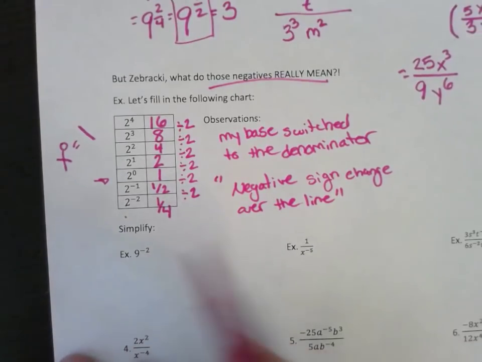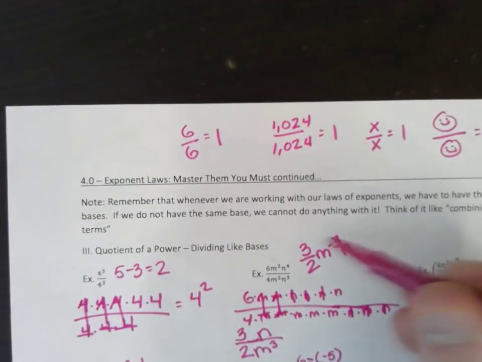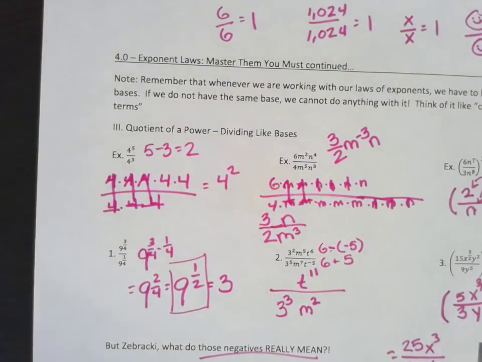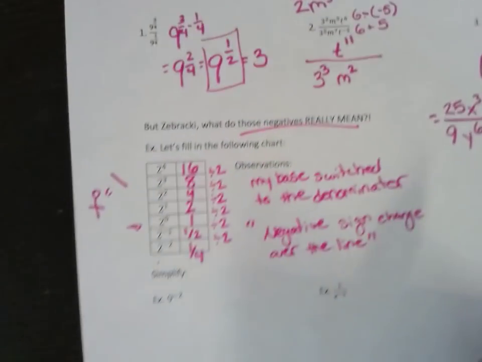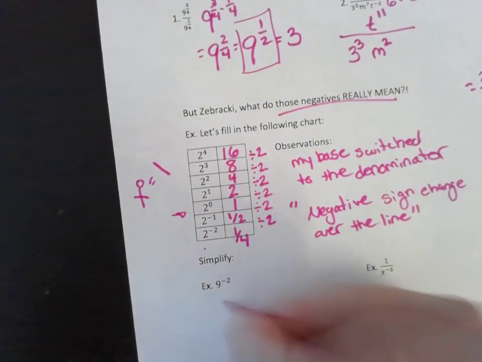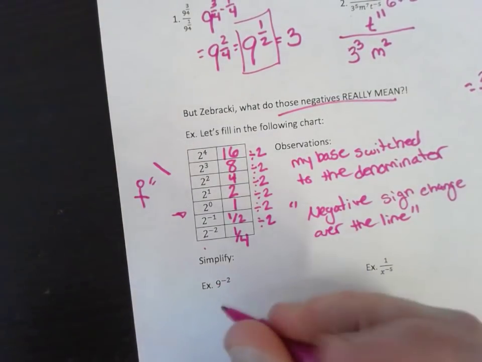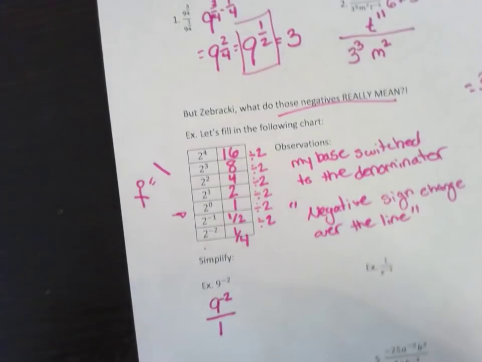9 to the negative 2. In order for something to be completely simplified, you cannot have a negative exponent in your answer. So this up here would not fly. This is not the simplified answer. This is. Okay? There's nothing else with negative. So, again, I cannot just have 9 to the negative 2. This implies, again, negative sign, change over the line. 9 to the negative 2. If I change over the line, remember it's 9. That's really what we have.